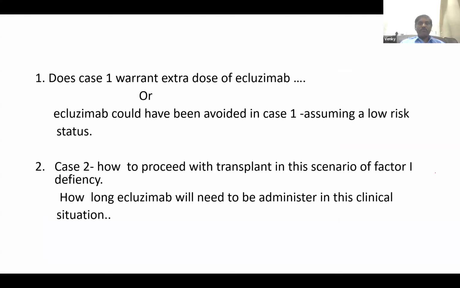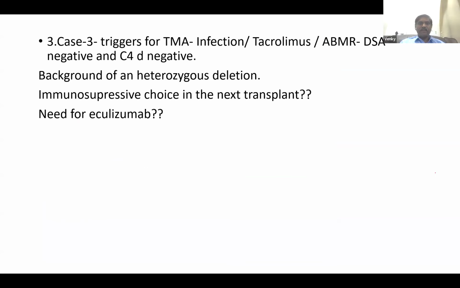With regard to case 2, in factor I deficiency, which comes under medium risk, how long will eculizumab need to be administered in this clinical situation? The clinical experience of the various members would be helpful in this regard. In case 3, we find the triggers for TMA to be infection with loose stools, which was seen, and tacrolimus. At 6 years, it was an ABMR, with DSA and C4d negative, on a background of a heterozygous deletion.